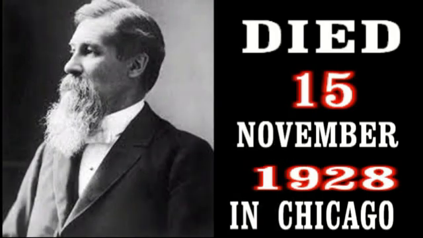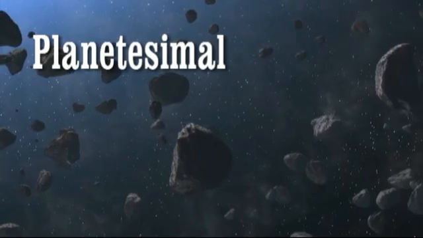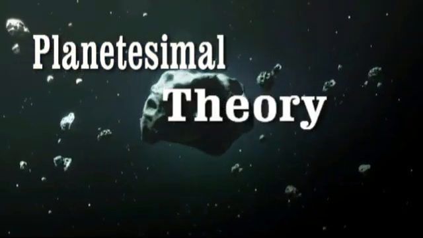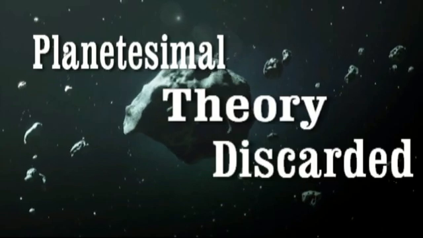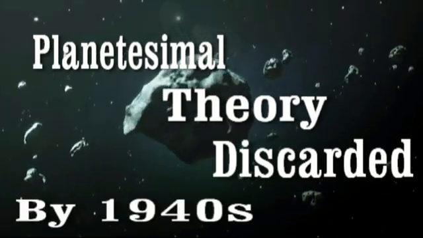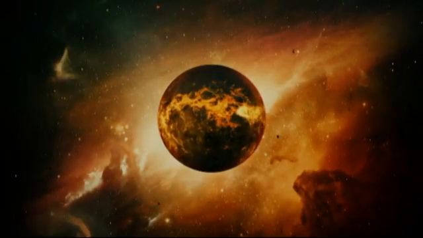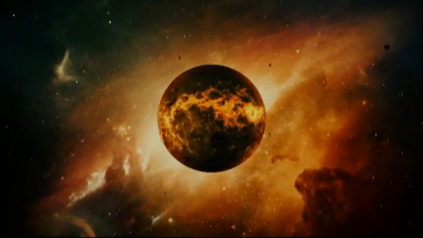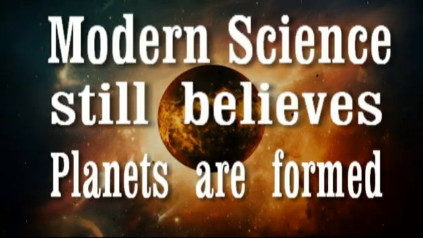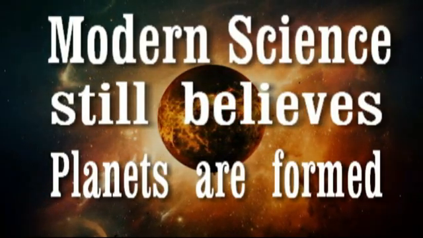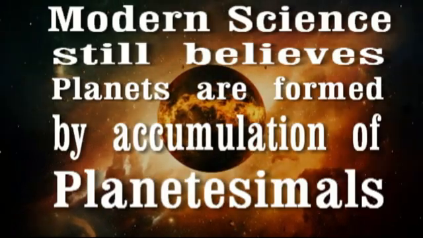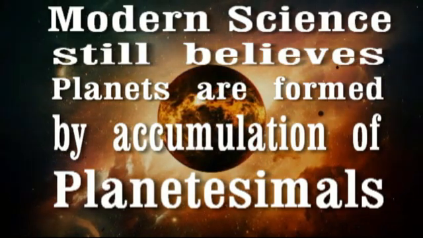From this short biography, it is clear that the Chamberlin planetesimal theory of solar system formation is discarded by modern science. But a part of that theory, creation of planets by accretion of planetesimals, is still well regarded by the modern science. That means modern science still believes that these solar system planets were created by accumulation of planetesimals.